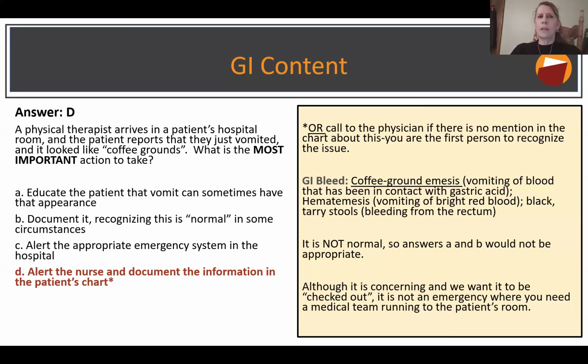So let me ask you guys this, and you can put it in the chat. What lab value maybe should you keep your eyes on in the chart if you think somebody has a GI bleed? What lab value in their medical chart might you want to pay attention to? There can be a couple answers here, but what is something, especially with doing physical therapy?